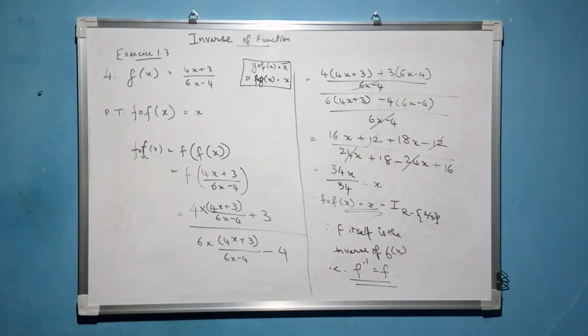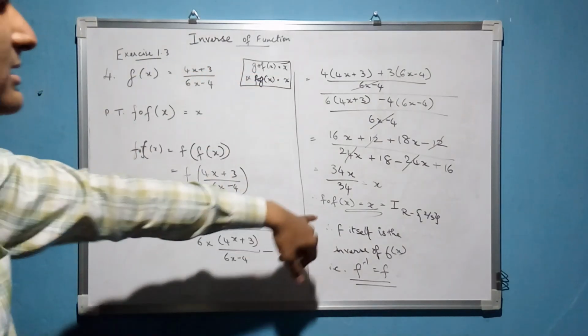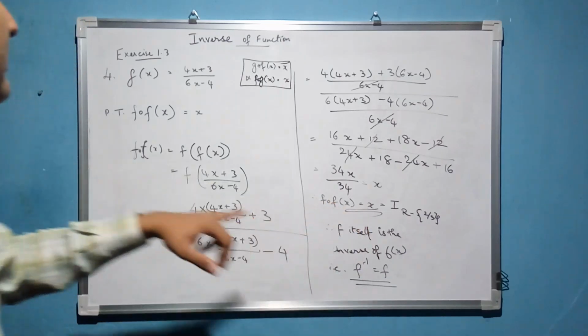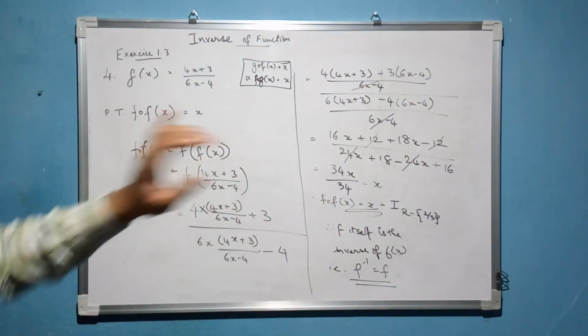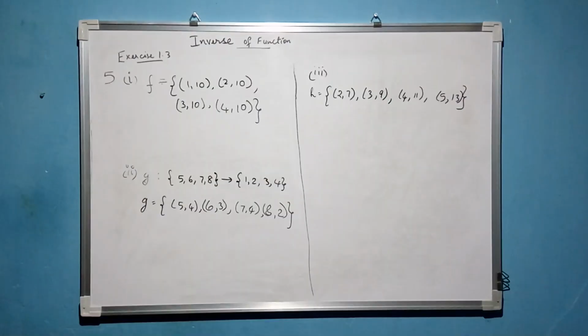So if you want, you can write a few more steps to prove this g of f, just write this statement and show the steps once more for that. So that's all for the fourth question. Now we have the fifth question of the exercise. The question is to check whether the following have an inverse or not. You're not asked to find the inverse. You need to just tell whether they have an inverse or not.